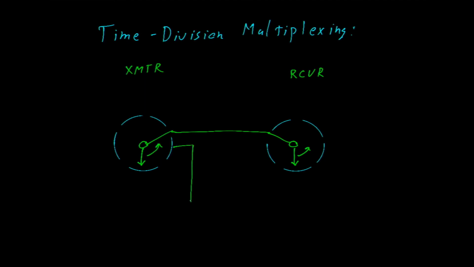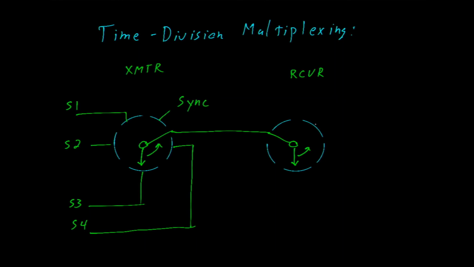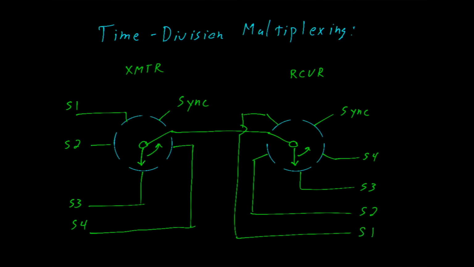Each segment corresponds to a particular input. We'll let this be signal 4, signal 3, signal 2, signal 1, and we'll call this a special one called sync. We have the same thing on this side. This will be the sync output. This is signal 4, signal 3, signal 2, and signal 1.